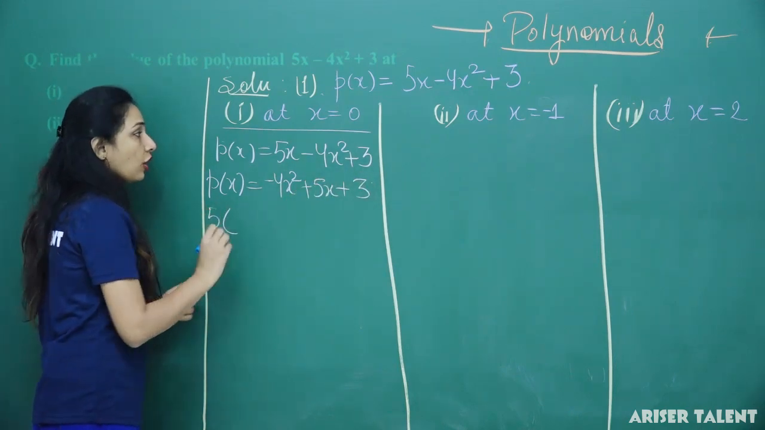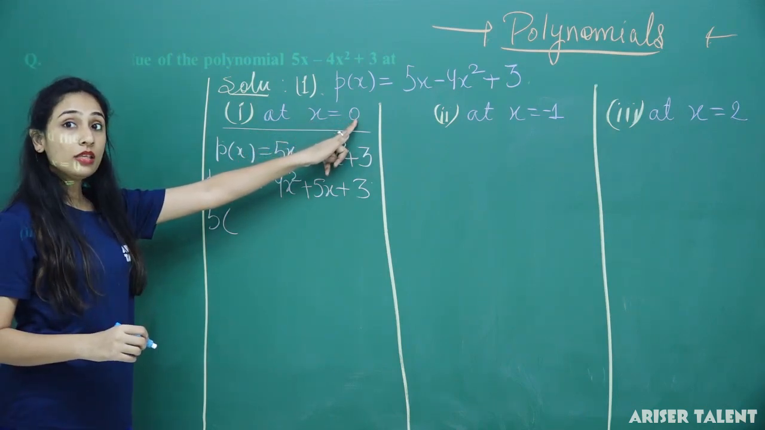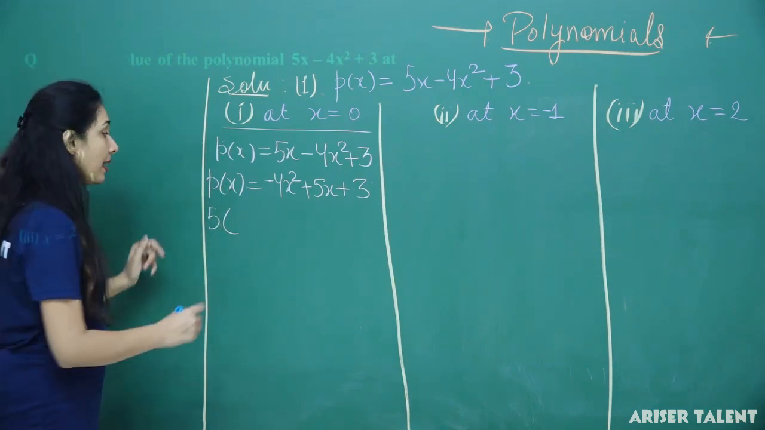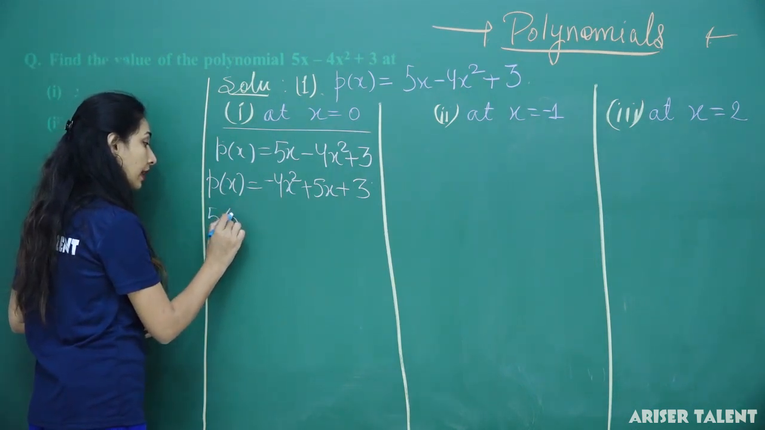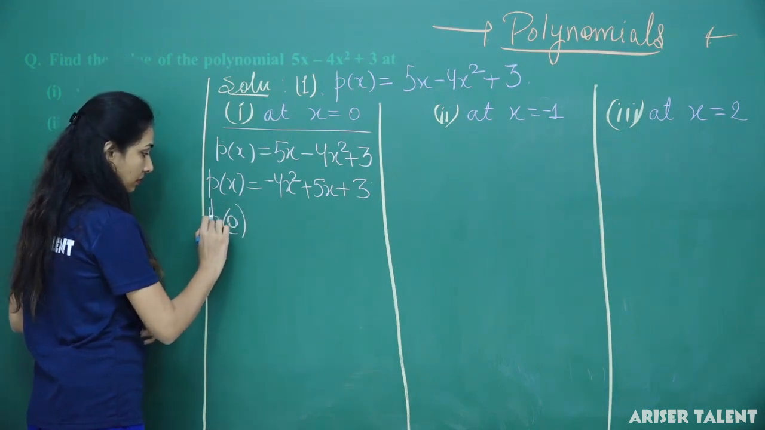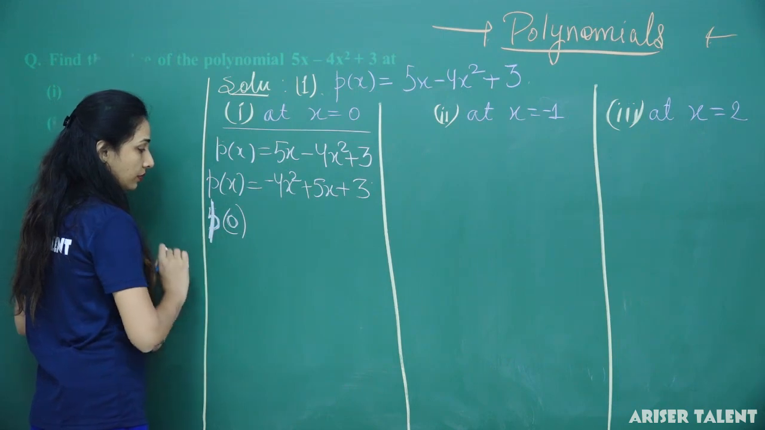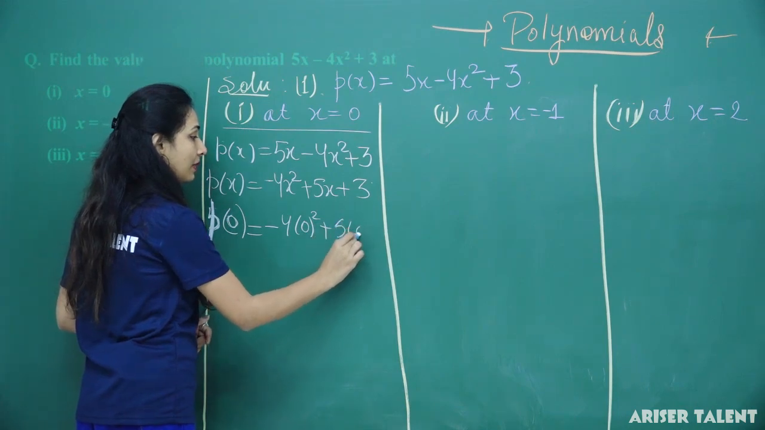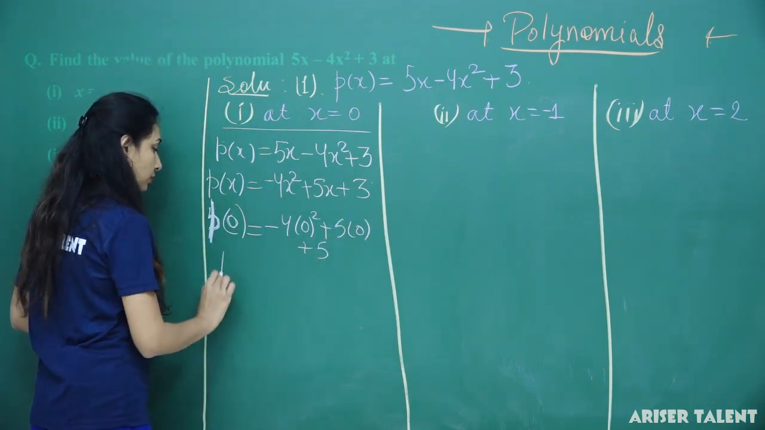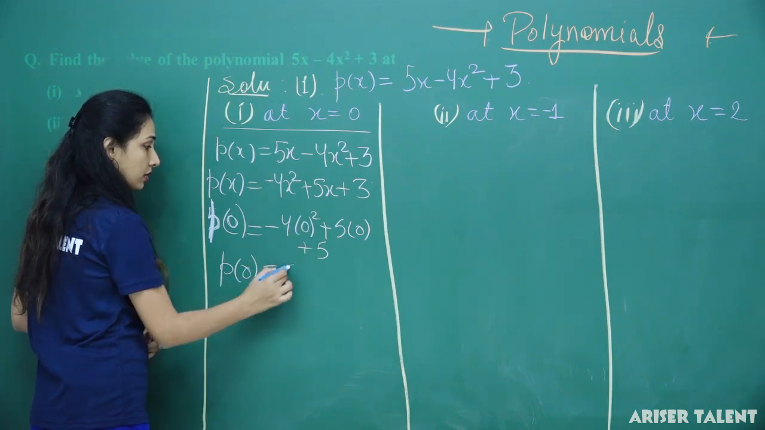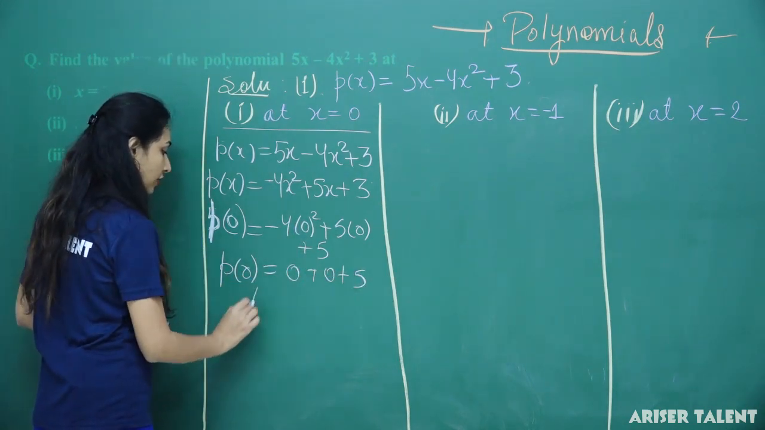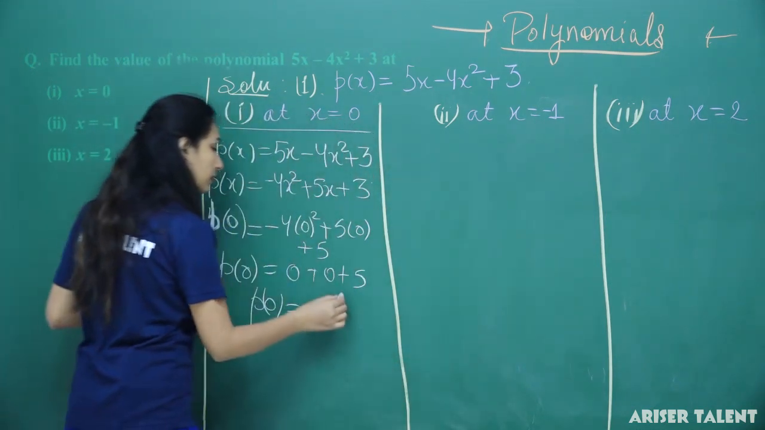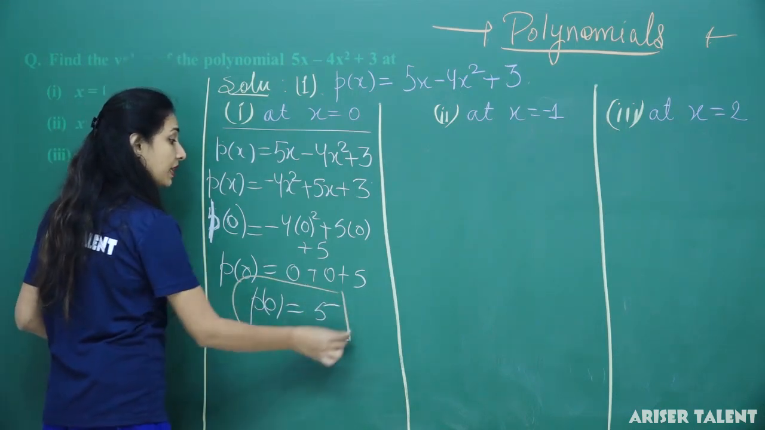So if I talk about p of 0, now understand this, how will you write at the place of x? You will replace it by 0. So you will write 0 here. After replacing it by 0, p of 0 equals to minus 4 multiplied by 0 square plus 5 multiplied by 0 plus 5. So p0 will become 0 plus 5. So the value will be p0 equals to 5. Now note that it is not compulsory that the value of p0 will be 0.